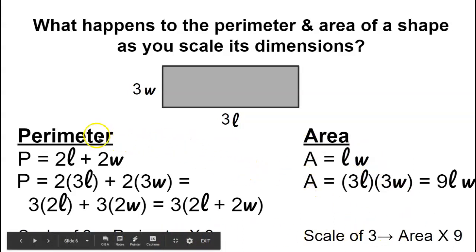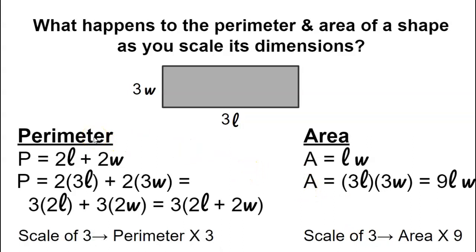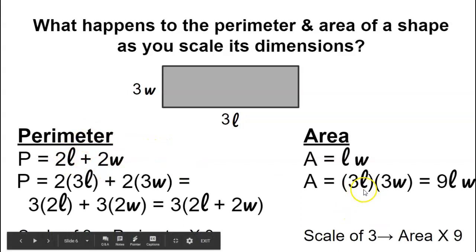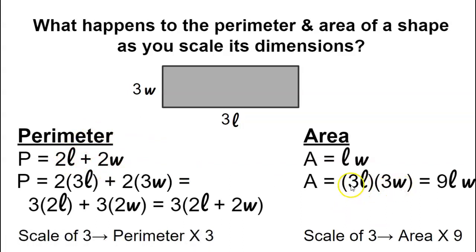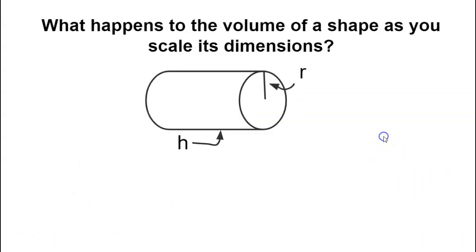And that makes sense. Perimeter is one-dimensional. We just have length and width. Everything's being added. But in area, we're multiplying. So if I take that scale of 3 and I multiply it times that scale of 3, it ends up scaling it by 9. And that makes sense. Well, what does it do to volume? Let's take a look and see what happens with volume.